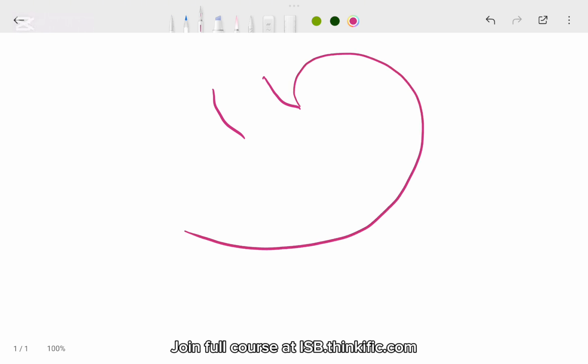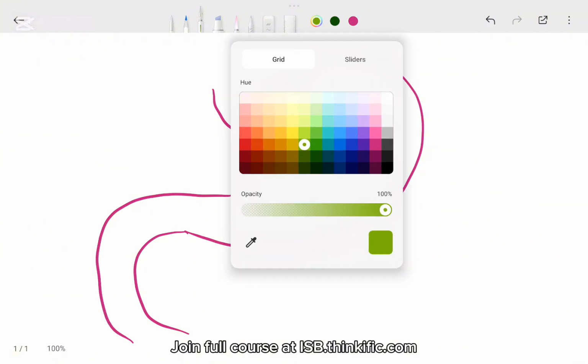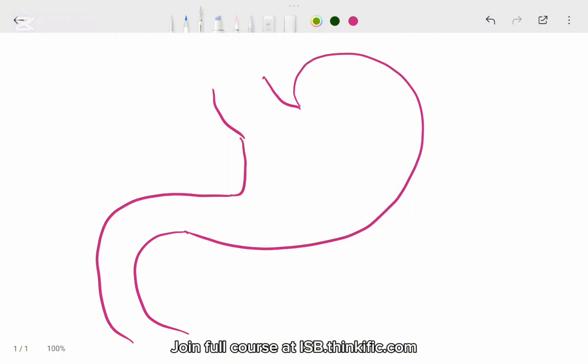Okay, so that's again esophagus. Let's move a little bit here. This is esophagus. That's our beautiful stomach, our beautiful incisura. Now let's talk about the posterior vagal nerve, okay?